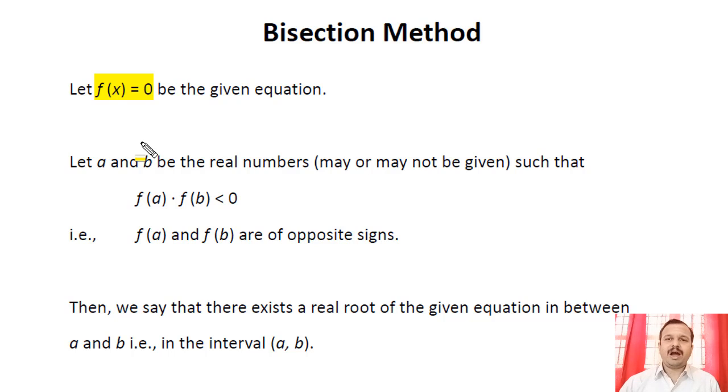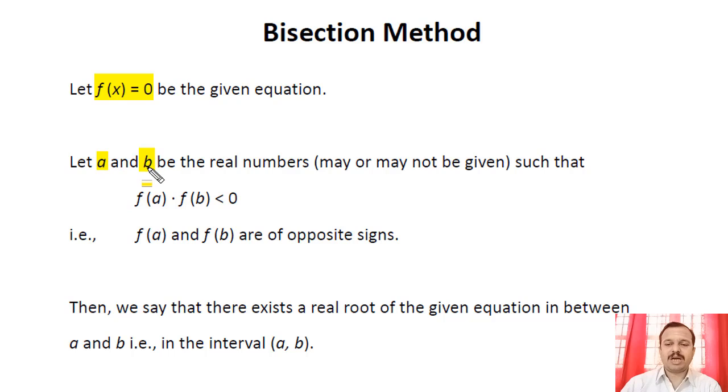Then we have to find two values a and b. These are two real numbers a and b such that f of a and f of b, and we have to search for such two numbers if they are not given. In some of the questions, a and b will be given. In some cases, these two values may not be given.